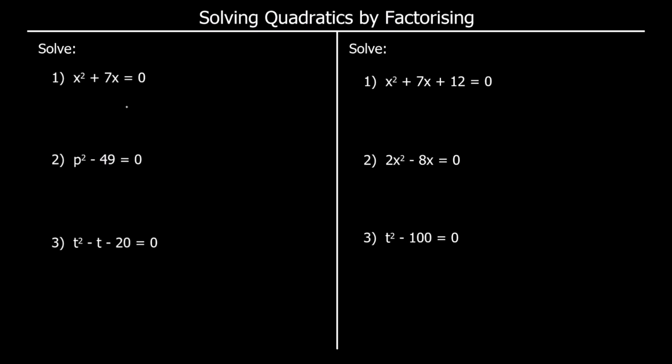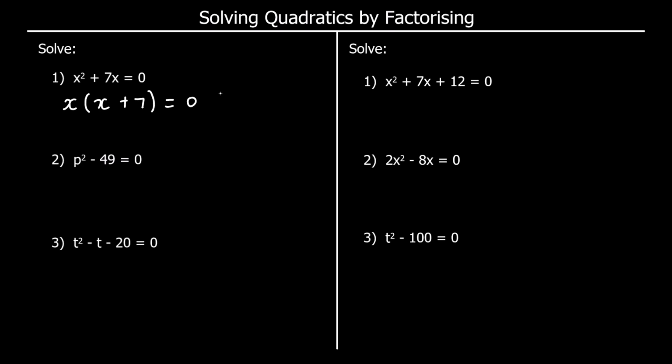So this first one, I've got x squared plus 7x equals 0. It's already equal to 0. I don't need to rearrange it. So I just factorize x squared plus 7x. So they've both got an x in them. So I can take x out. X times x makes x squared. X times 7 makes 7x. So x times x plus 7 is equal to 0.